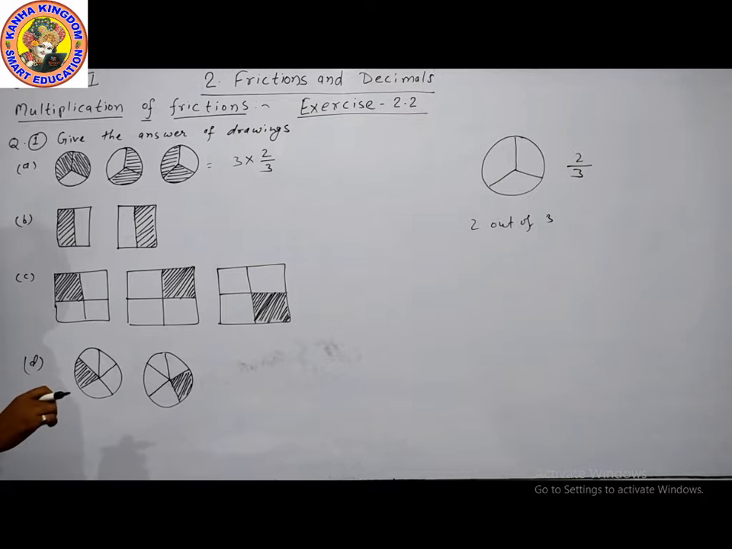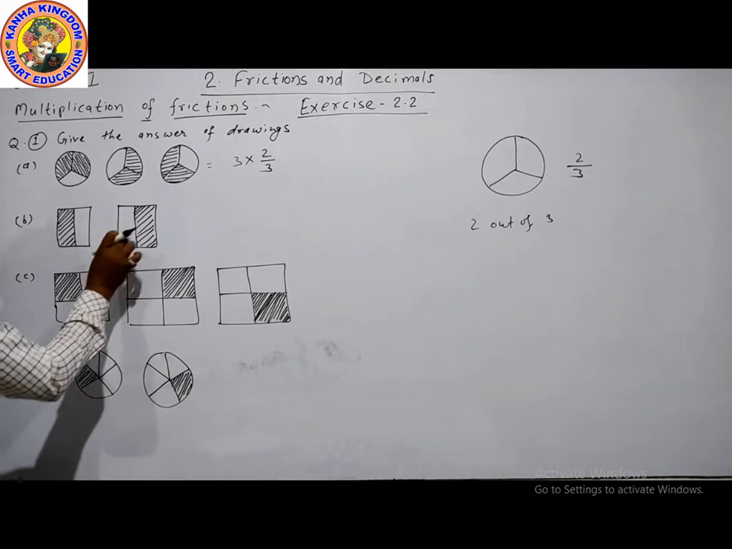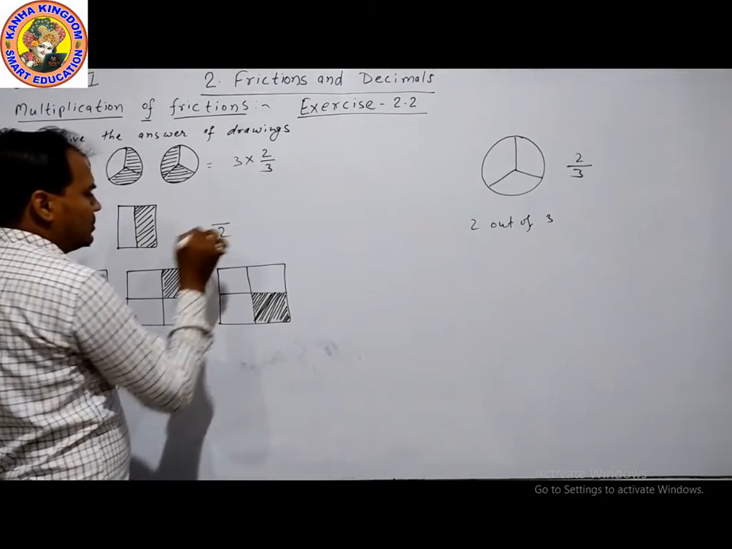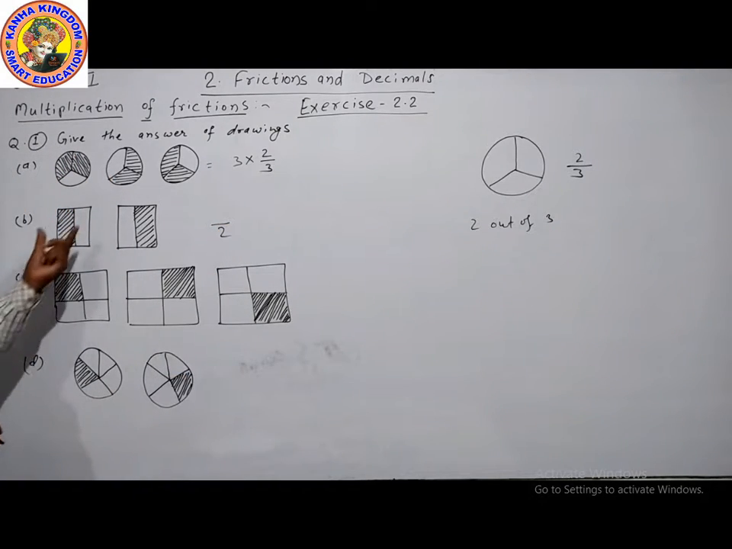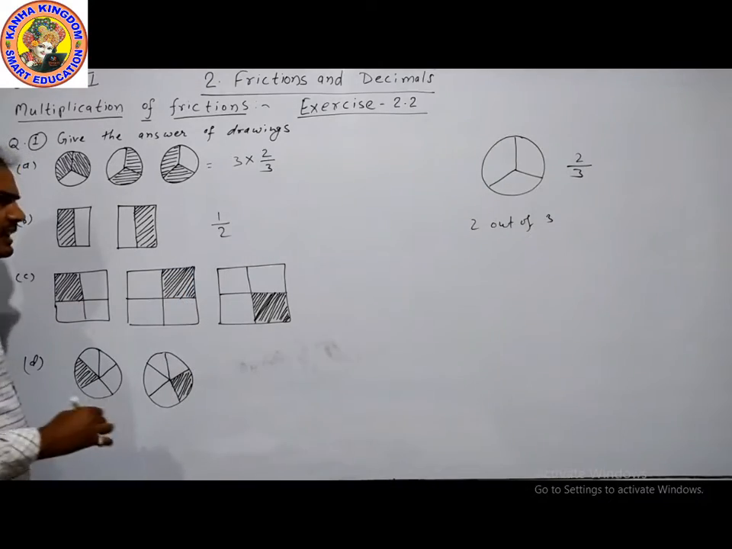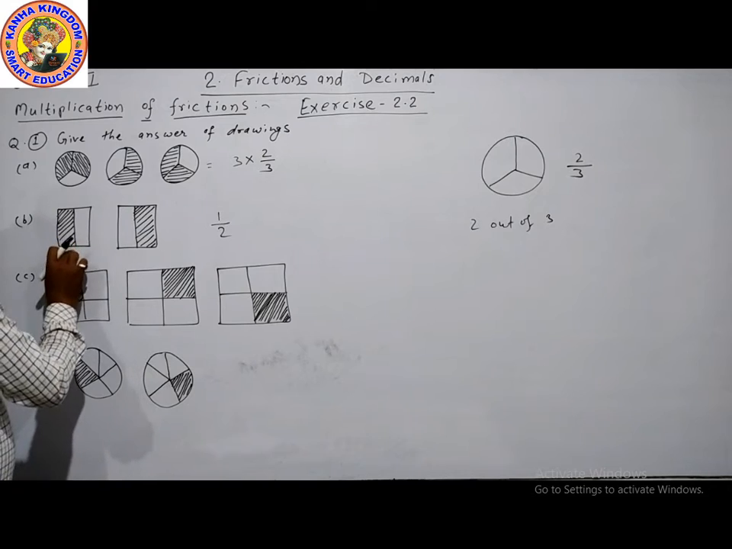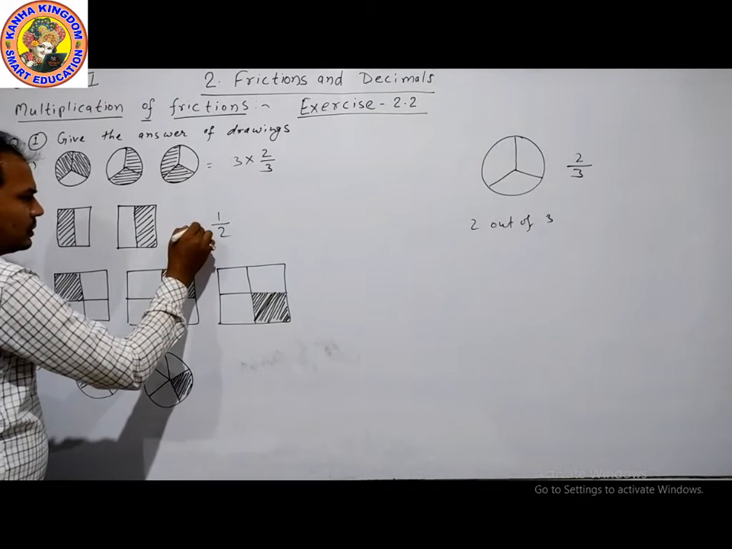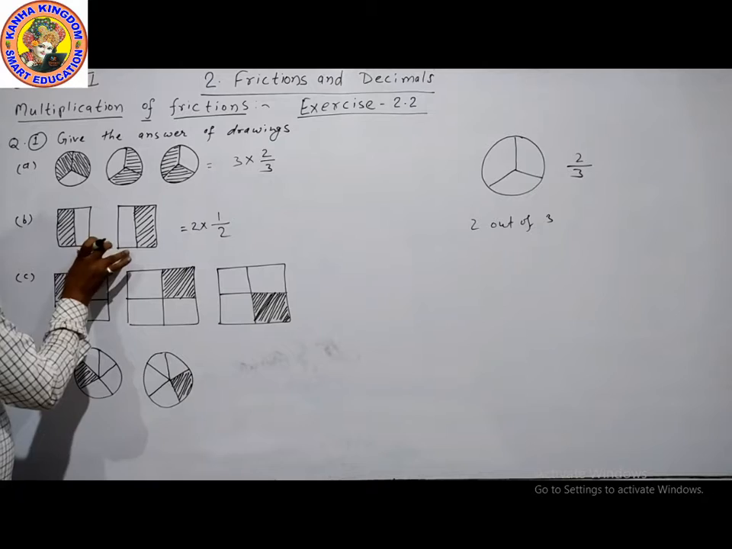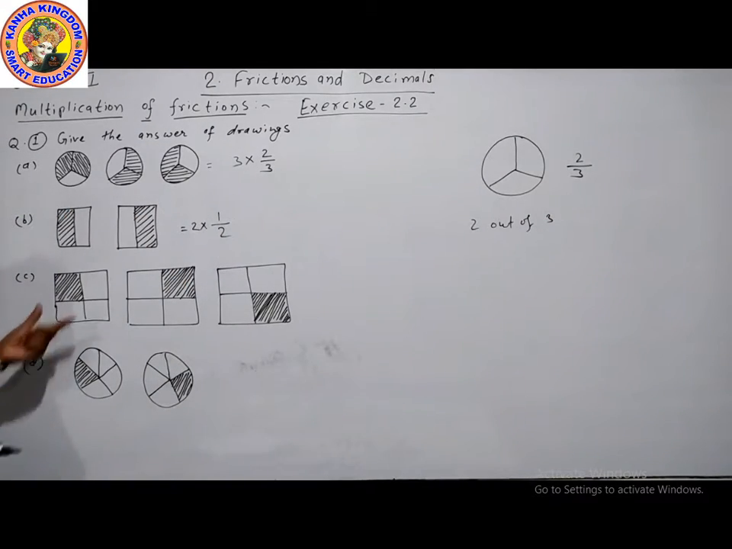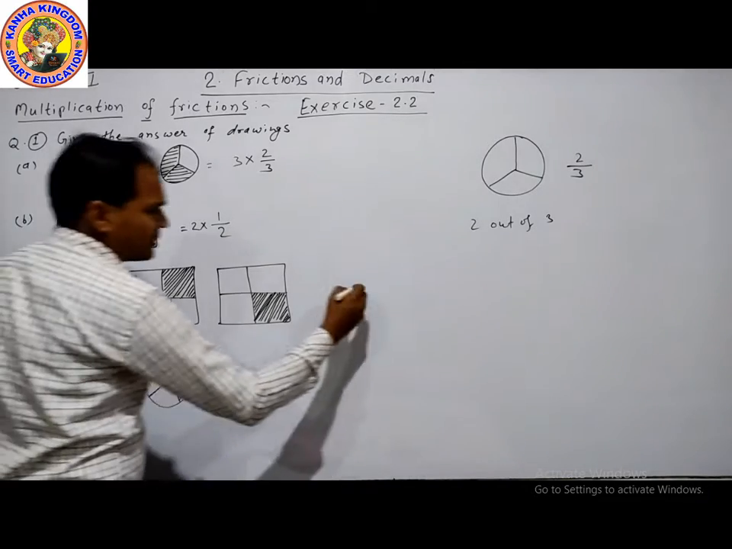In this diagram, there is a square divided in 2 parts. 1 part is dark. There are 2 parts, and 1 part is dark. 1 time and 2 time, so the answer is 1 by 2.